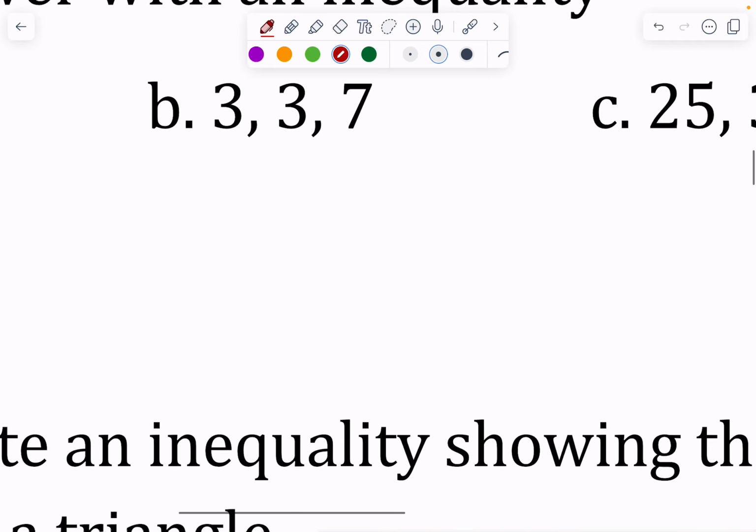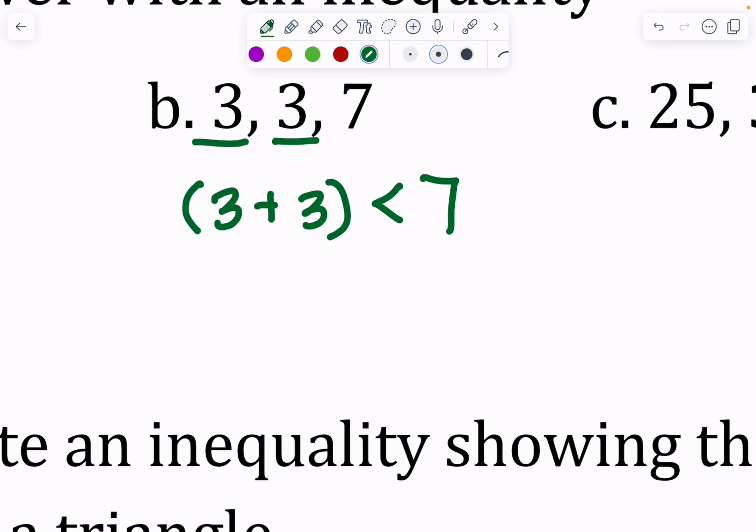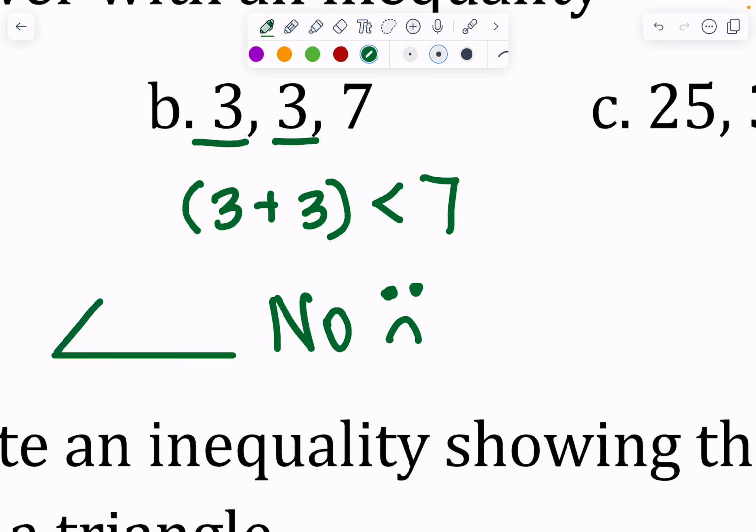In letter B, what are the two smallest sides? If I add 3 plus 3, I get 6. That's smaller than 7. So no, these cannot make a triangle. Okay, what's happening is I have a side of 7, a side of 3, and then my third side of 3 is too small to be able to reach that other side. Okay, I can't get it all the way here. I can get it here, that's not going to work. Or even if I get this closer, I still just can't reach that other side. Okay, it's too short.